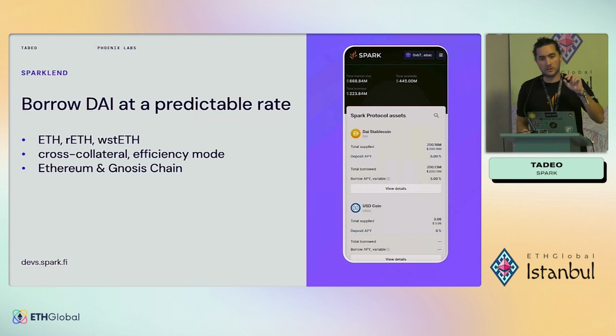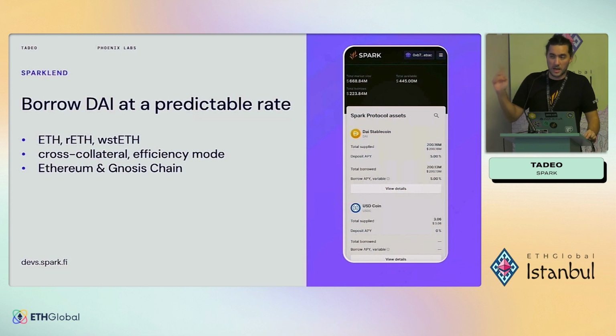The important thing here is to take advantage of the predictable rate on the DAI market, but you can build on top of it, or you can also build tooling related to the lending marketplace. A good example of this is liquidation bots. This is something that we're always very interested in encouraging open source work on.